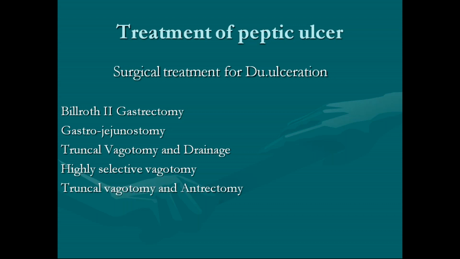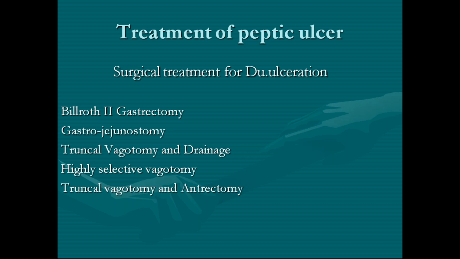Then the third one is truncal vagotomy and drainage. Remember, trunk means the main trunk of the vagus, that is the right vagus or left vagus, or the anterior and posterior vagus, the main trunk, you are dividing. So you are denervating the entire stomach there. Okay.